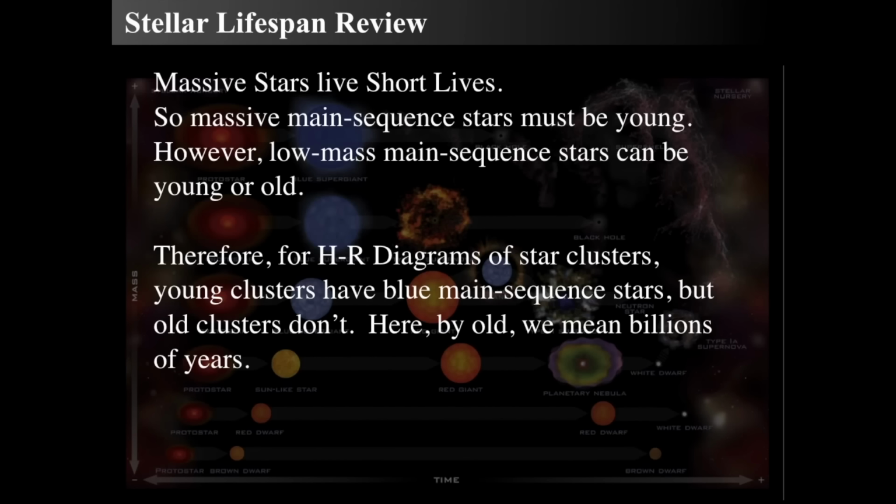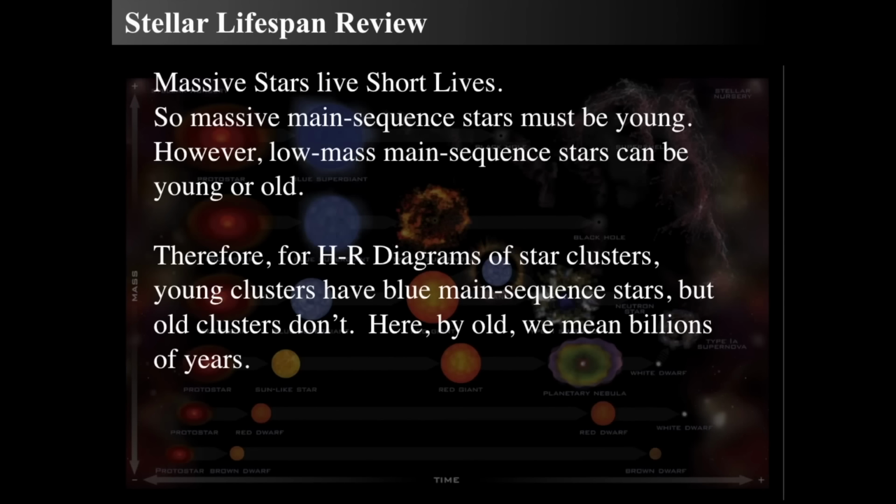So if you see an O, B, or A type star, they must be fewer than 100 million years old. The O stars and the B stars are only tens of millions of years old. But if you find low-mass main sequence stars, they can be either young or old. They can have formed 10 million years ago or 10 billion years ago, because you really can't tell. Remember, they don't change too much.